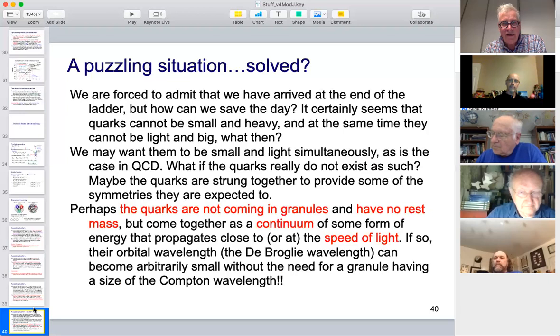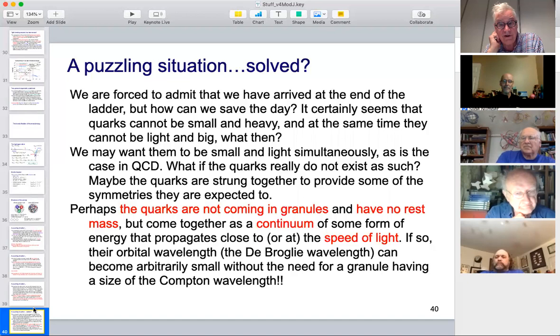So the only way to do it is really to string the quarks together so that they work as a unit, so that the symmetry arises from a flow of a single thing that runs through the proton. Now, there are reasons for thinking that's not the case, because when you hit the proton, it does come apart, it fragments. But from the energetic point of view and from the thinking point of view, it needs to be something like that. So perhaps the quarks are not really coming in granules, and they don't have any rest mass at all, or not much. But they come together as some sort of continuum of this stuff, whatever the stuff is made from, close to or at the speed of light. If so, then their orbital wavelength, the de Broglie wavelength, can become arbitrarily small without the need for a granule ever having the size for an individual thing to exist as a separate particle.